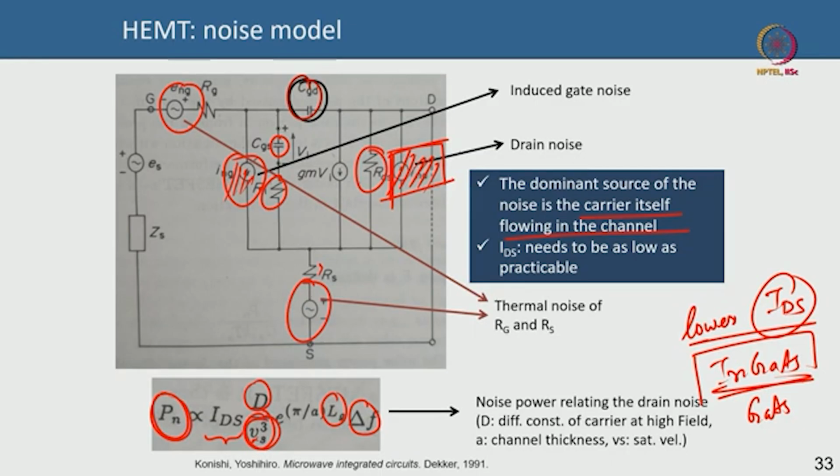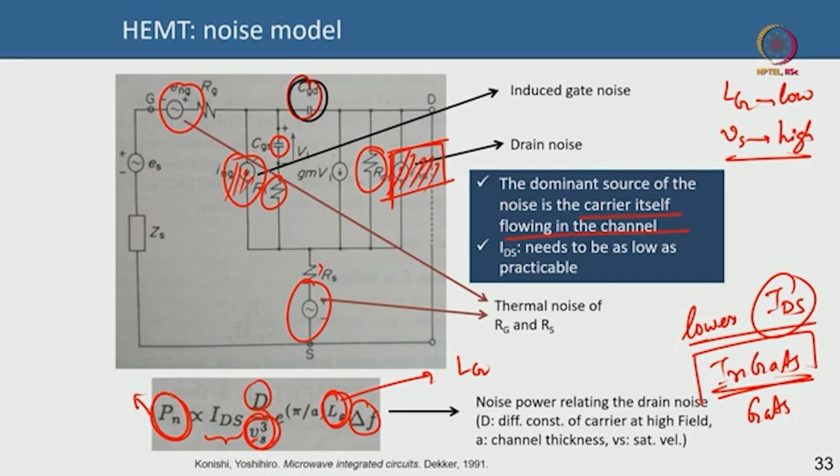So, velocity has an important role to play, and so does Lg, the gate length. If you have a lower gate length, your noise power will reduce, and it goes as the cube of the velocity. So, these are two very important parameters. The gate length has to be as low as possible and the velocity should be as high as possible. In that case, your noise power will be as low as possible, and that is what you want.